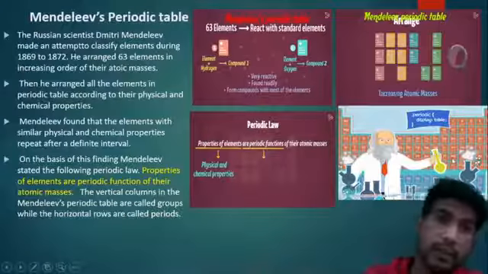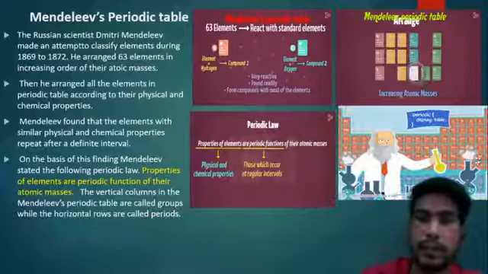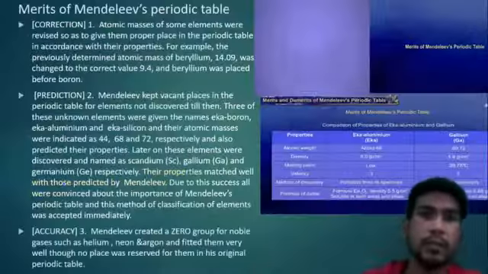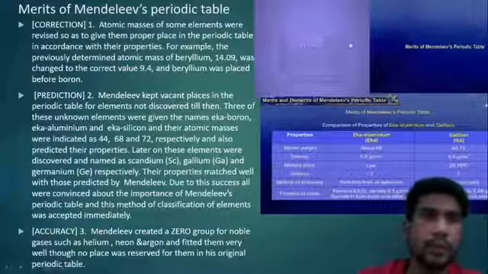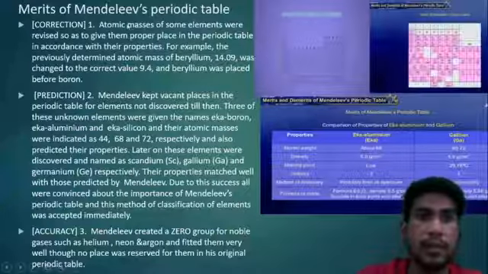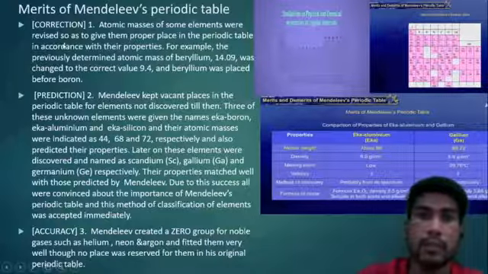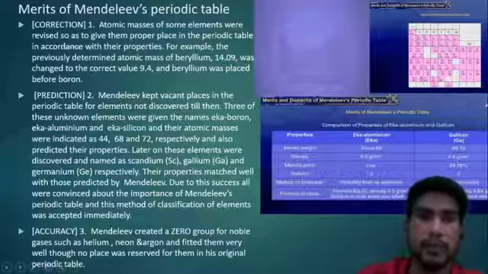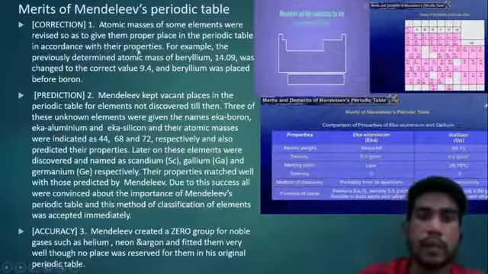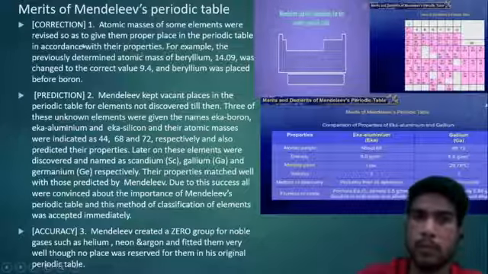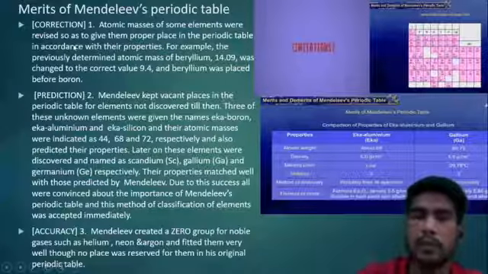Now let's see the advantages and disadvantages of Mendeleev's periodic table, the merits and demerits. The first merit is correction. Atomic masses of some elements were revised by him so as to give them a proper place in the periodic table in accordance with their properties.